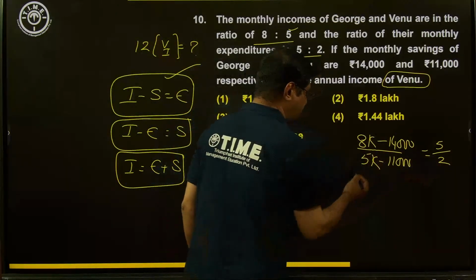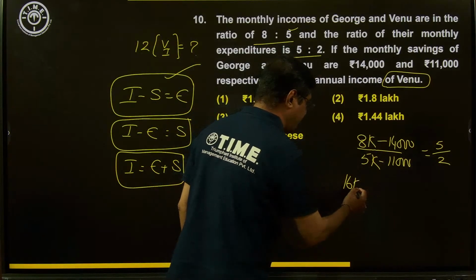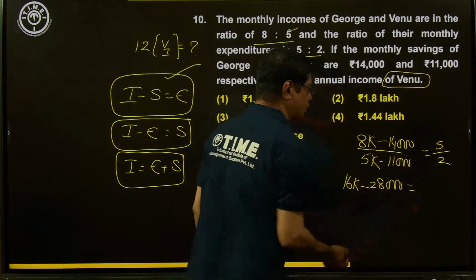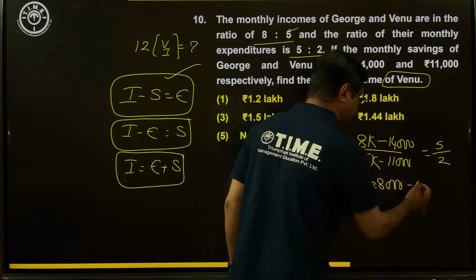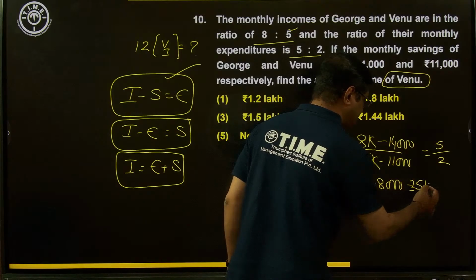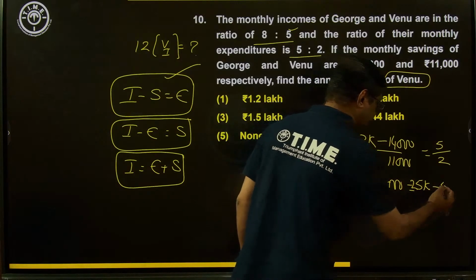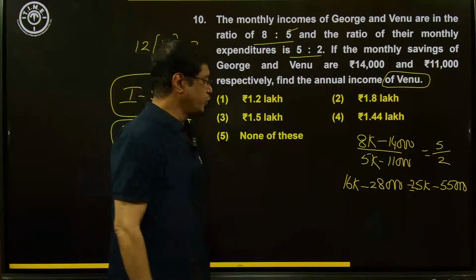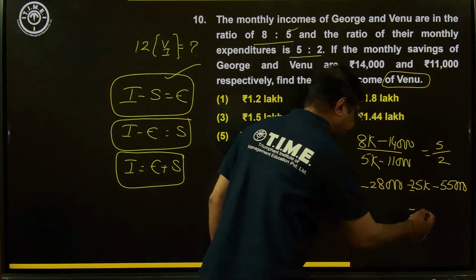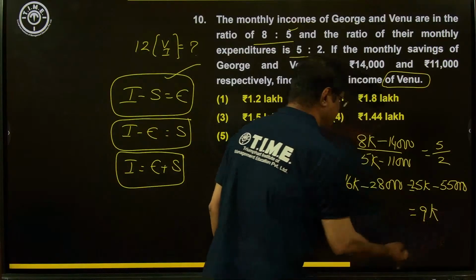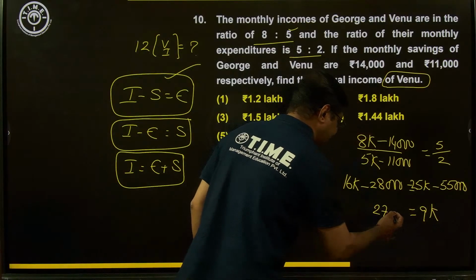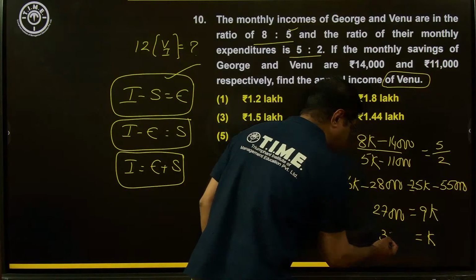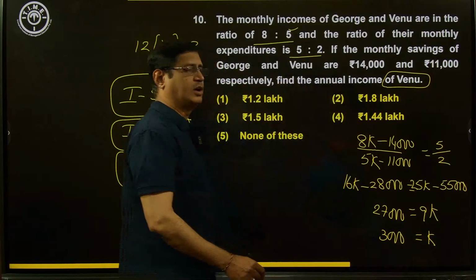Now 2 times 8K, that is 16K. 2 times 14, 28,000. And 5 times 5K, that is 25K. And 5 times 11,000, 55,000. 25K minus 16K, that is 9K. 9K is equal to how much? 27,000. The value of K is equal to 3,000 rupees. K is equal to 3,000.